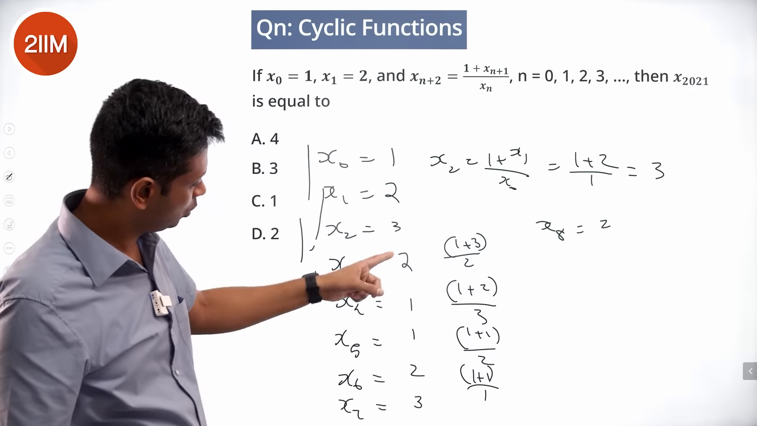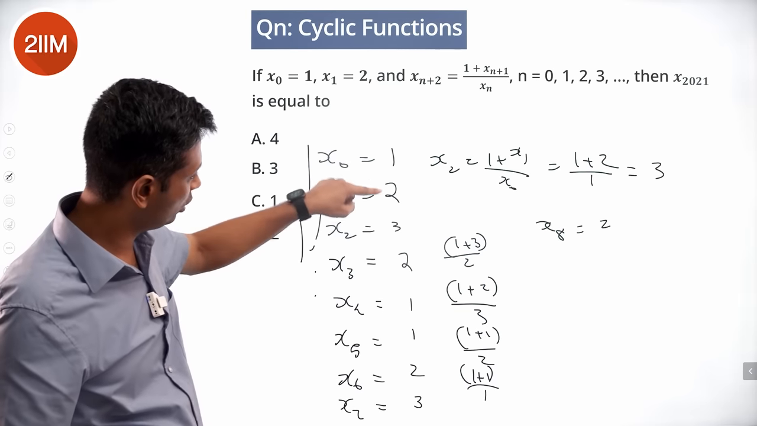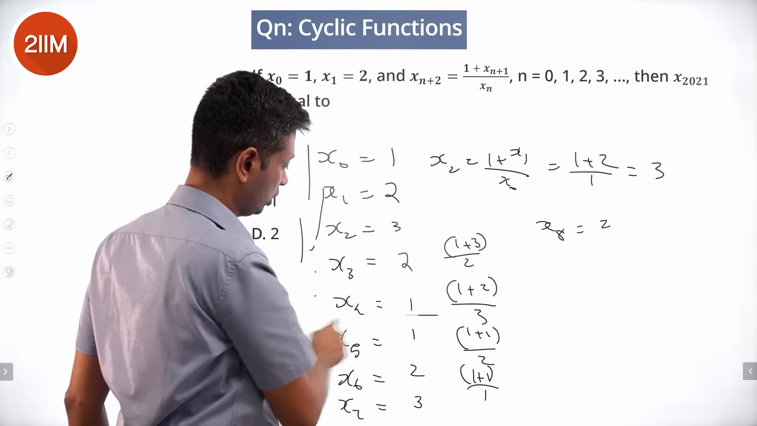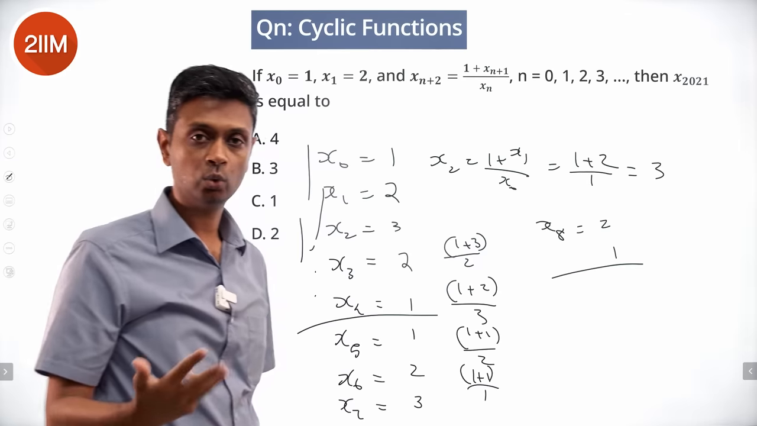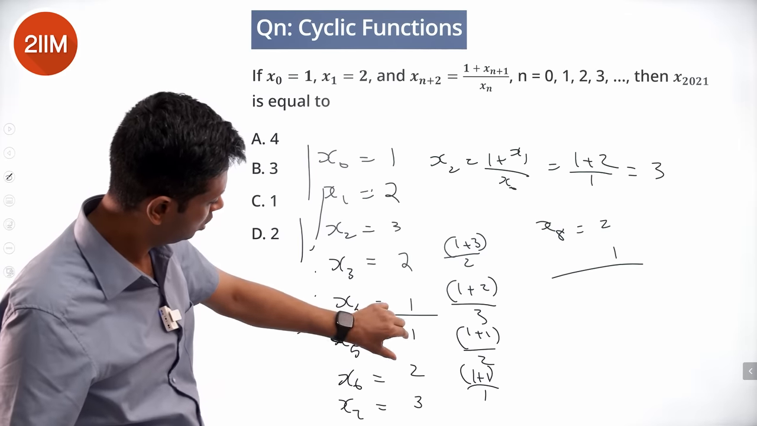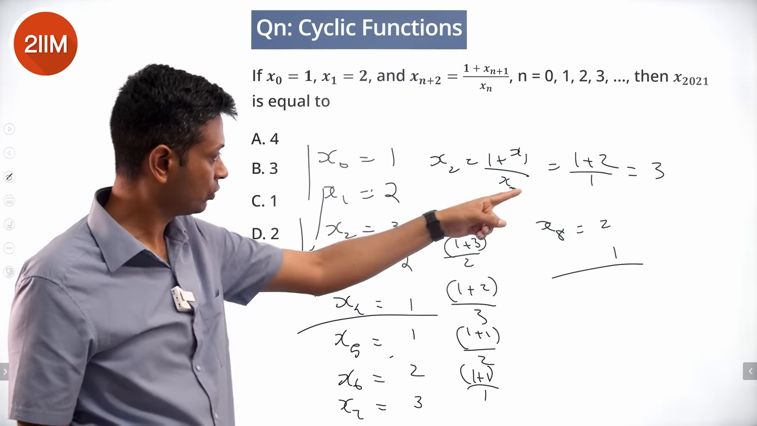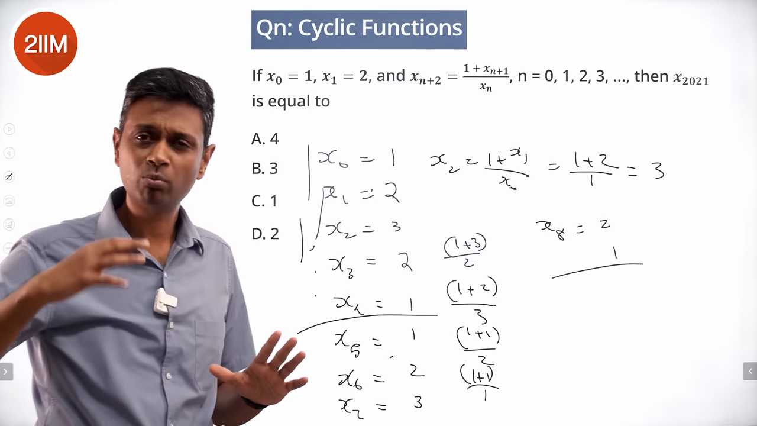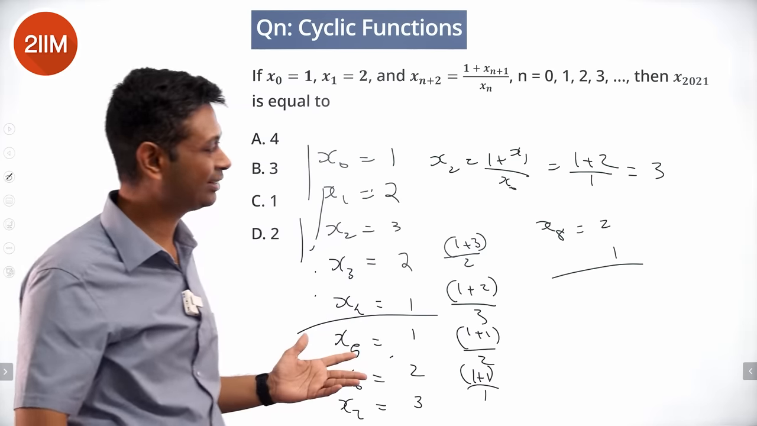The sequence is 1, 2, 3, 2, 1, 1, 2, 3, 2, 1. The moment I have a 1, 2, everything else will repeat. A 1, 2 generates a 3, a 2, 3 generates a 2, a 3, 2 will generate a 1, a 2, 1 will generate a 1. So the moment two elements repeat, everything will repeat after that. So this goes in cycles of 5.